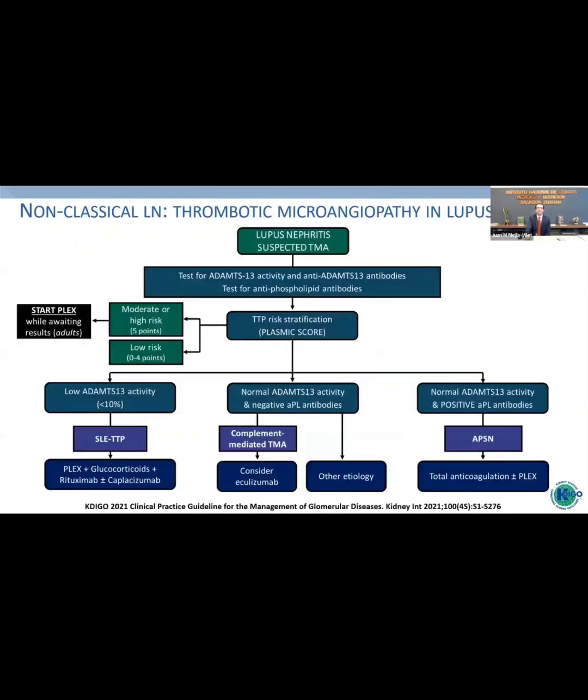So these and many other studies led KDIGO to put this algorithm for management of thrombotic microangiopathy in lupus. And the first step is to study these patients by ADAMTS13 activity and antiphospholipid antibodies. And in a subgroup of patients with normal ADAMTS13 activity and no antiphospholipid antibodies, there are some patients with complement-mediated thrombotic microangiopathy that may benefit from complement inhibition with eculizumab. So this is at present the only indication or suggestion to use complement inhibition in lupus.